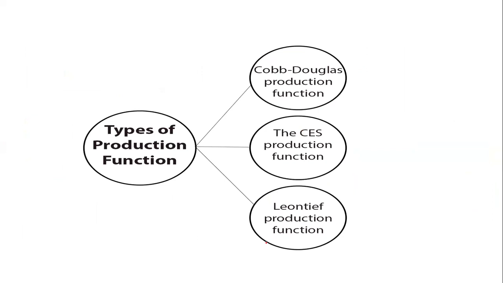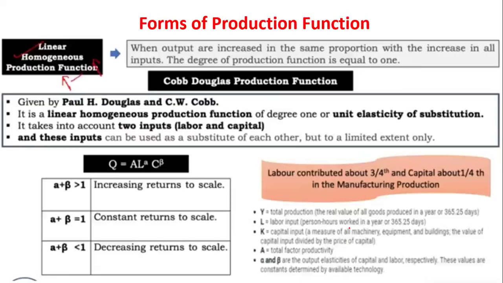Now the production function is divided into three categories. The three categories are the Cobb-Douglas production function, the CES production function, and the Leontief production function. We will see all of these terms one by one. Clear? So let's see them one by one.